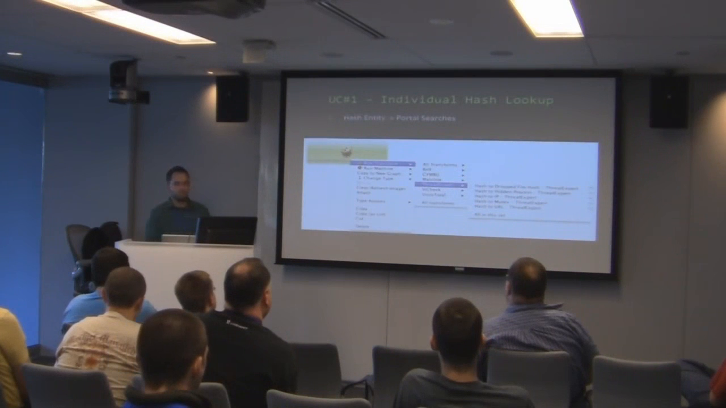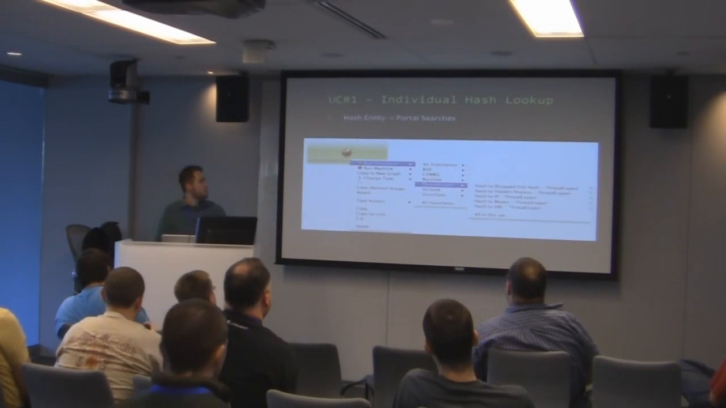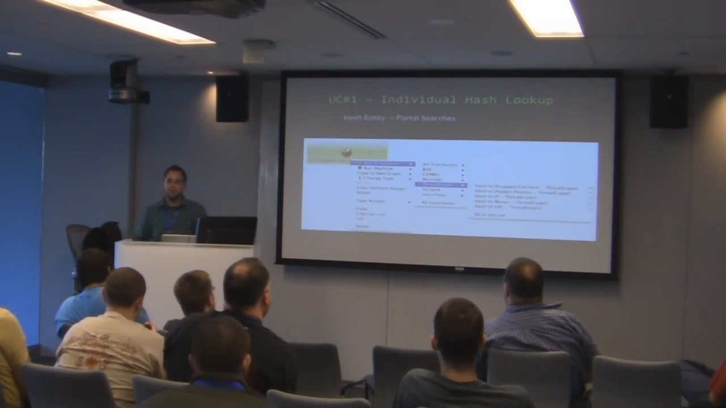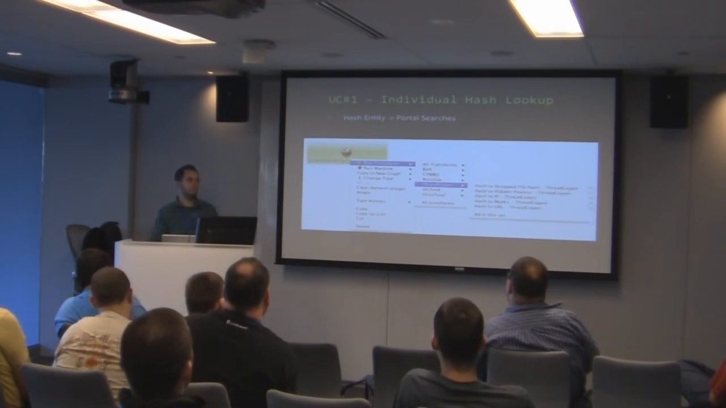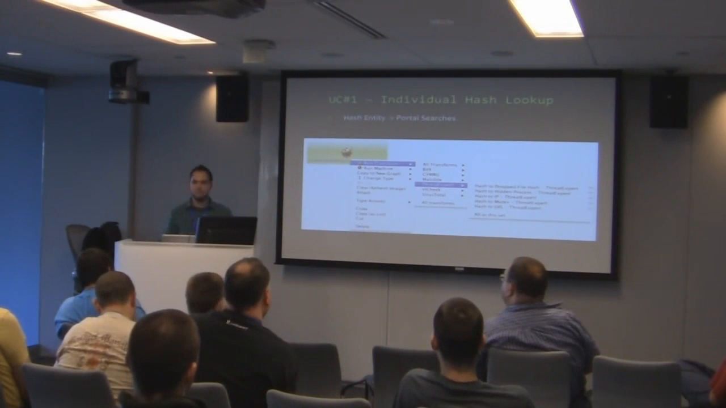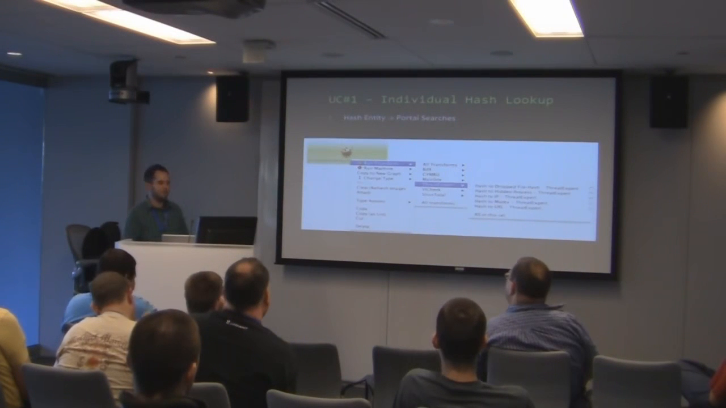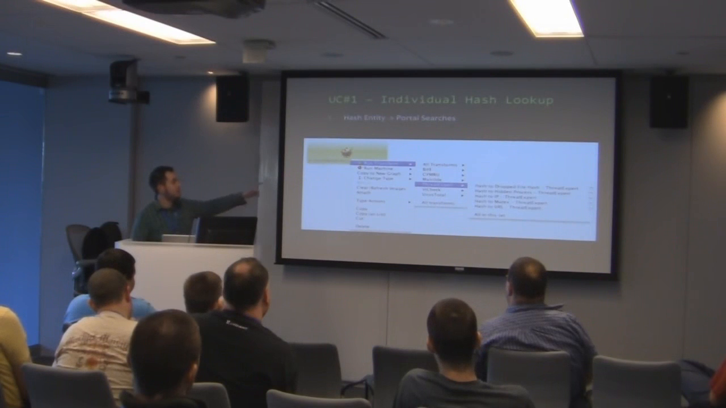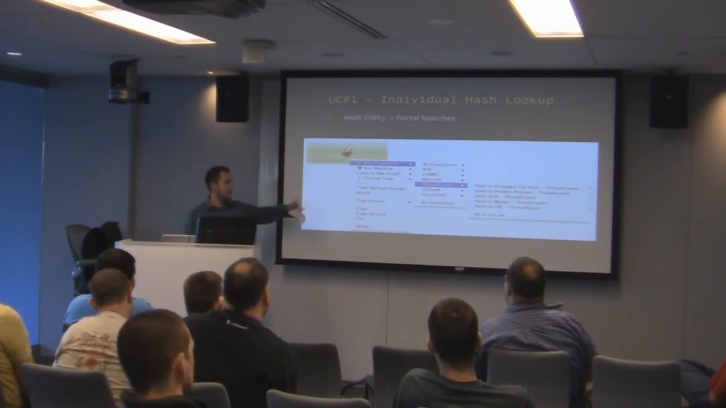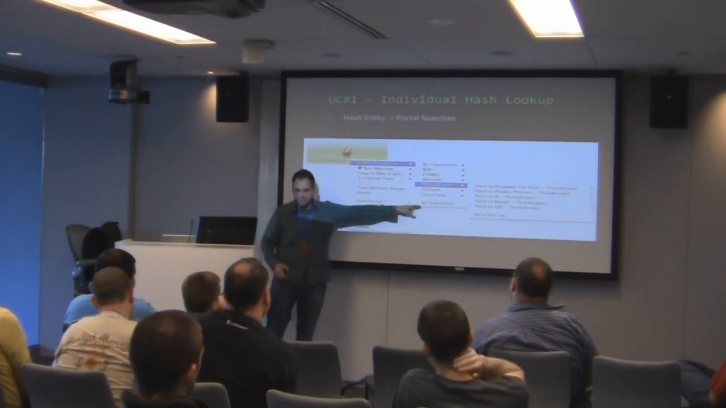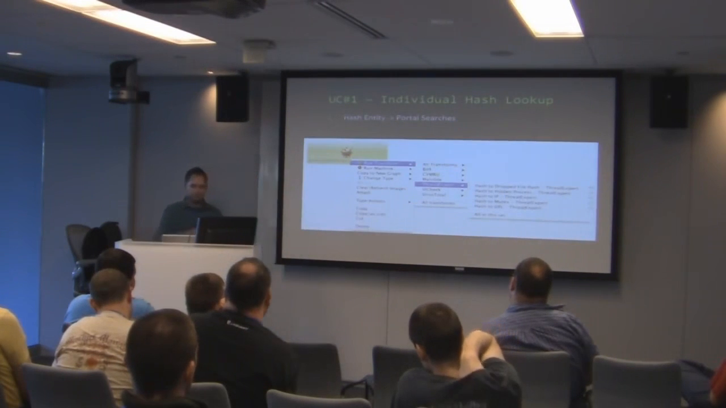So, some example use cases. The first one, individual hash lookup. Depending on your day job, there may be any number of reasons you'd like to get more information about a particular binary. In this example, an easy button may be "all transforms," which will just go run them all.